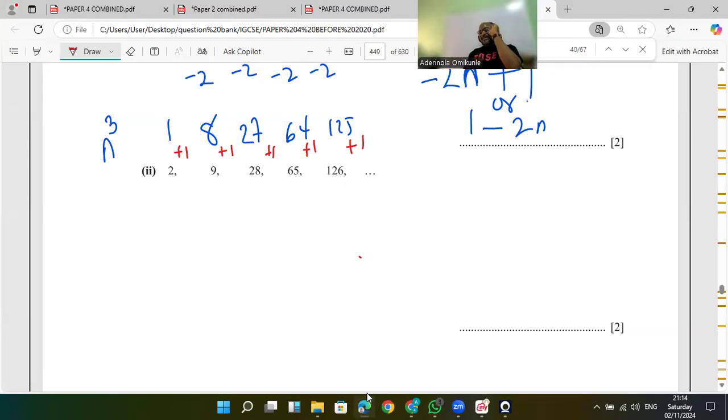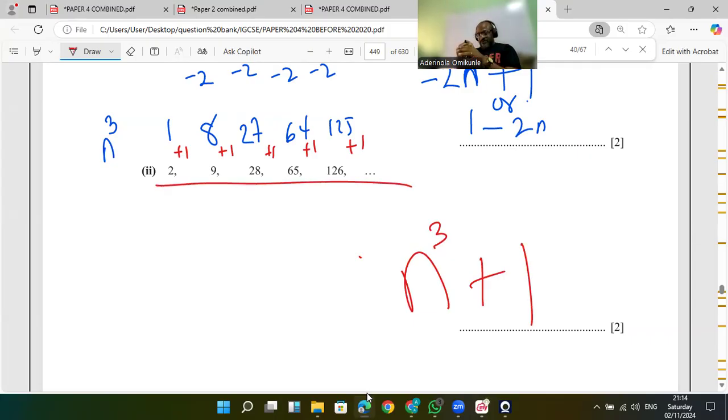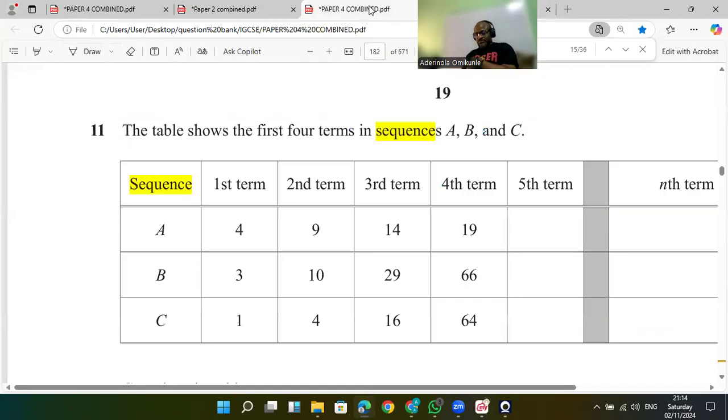Okay, so what's the nth term of this sequence? The nth term of this sequence is basically n cubed plus 1, because you added 1 to the n cubed sequence to get the sequence you are looking for. It's as simple as that. So that's the first example done and dusted. Let's go to another example.